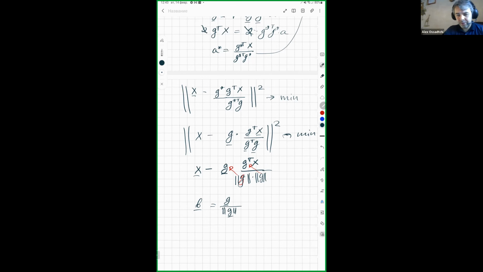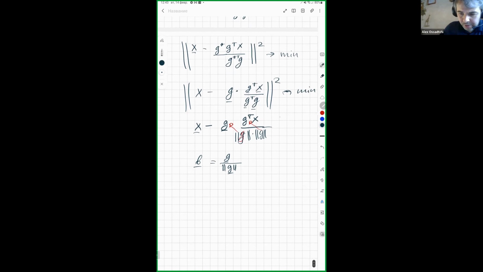Agreed? So then we can rewrite this, squared, as x minus b multiplied by b transpose x. Agreed? No magic, it's all trivial. I just don't do it step by step so that you can see that there is no magic. I could have written it immediately as a result. But anyway, we want to minimize this. Let's again rewrite this.